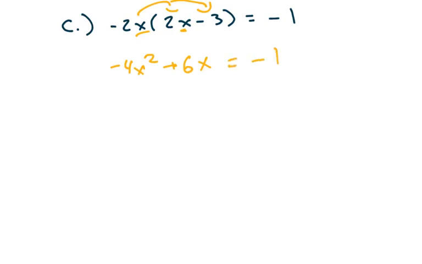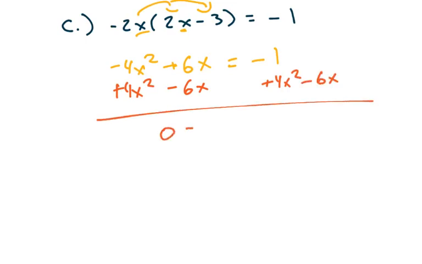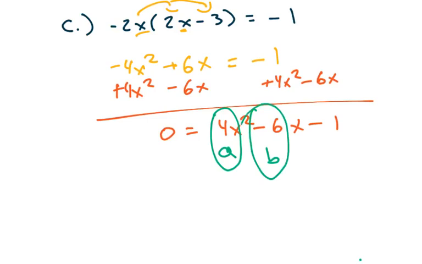1. Again, here I'm going to do something that I did earlier. I'm going to add 4x squared and subtract 6x to both sides. So I get 0 equals 4x squared minus 6x plus 1. This is just because I like a to be positive. If you did something different, that's perfectly fine as well. So a is 4, b is negative 6, and c is negative 1.